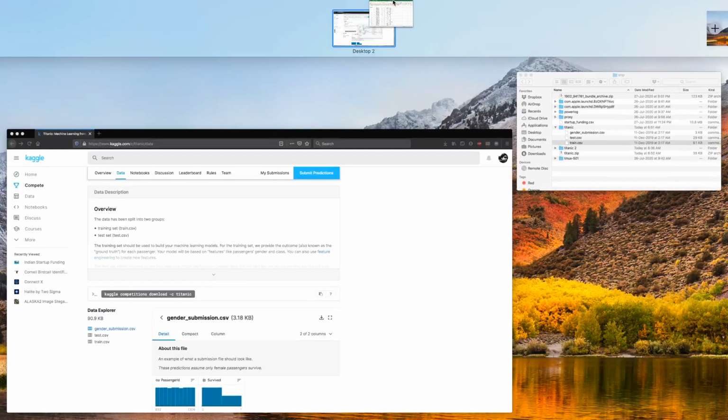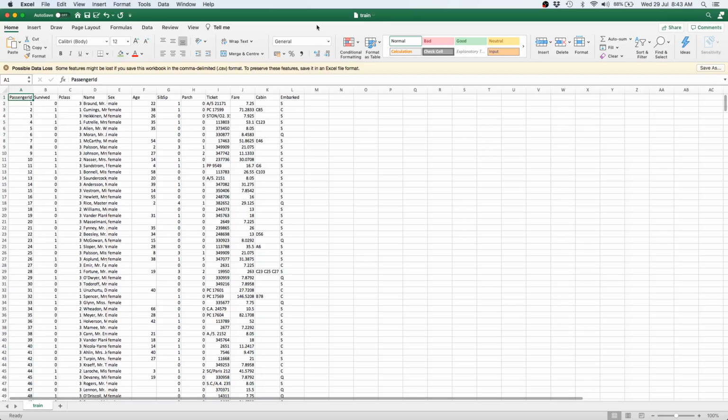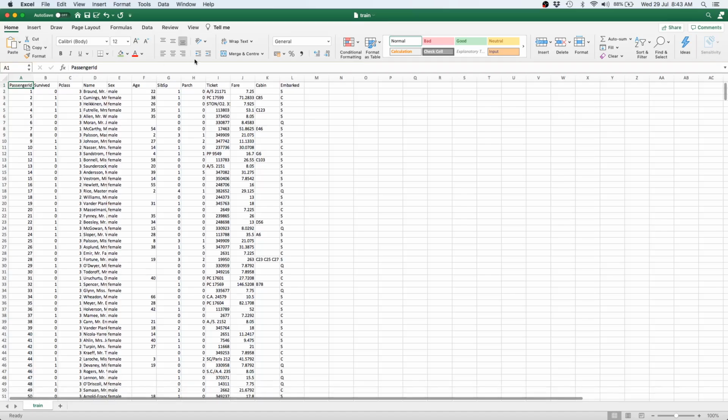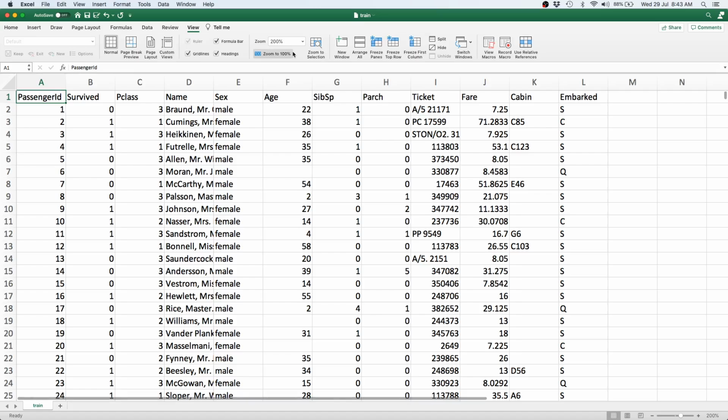So there we are. Let's maximize this a little bit. Let's zoom in, and also let's freeze the top row as is the custom, and there we are. Now we are ready for some analysis.